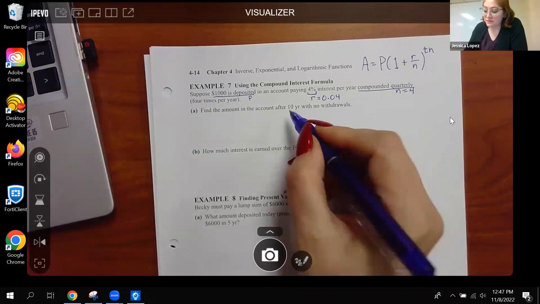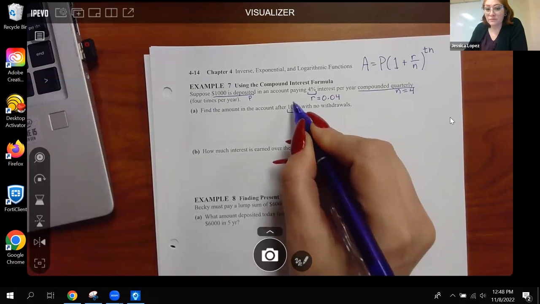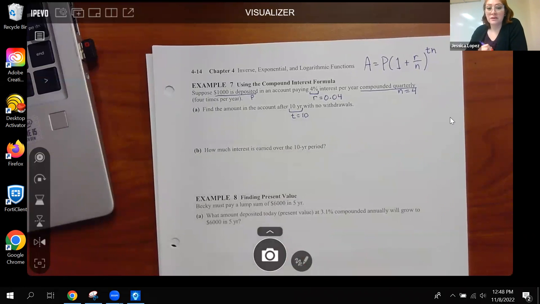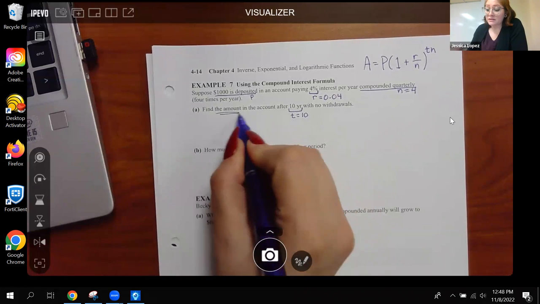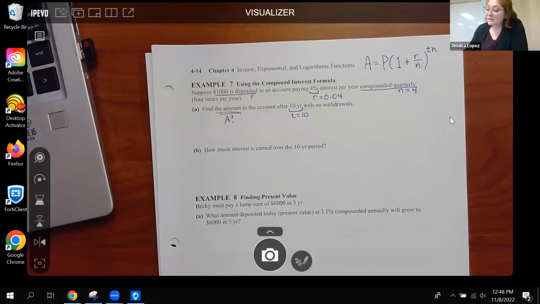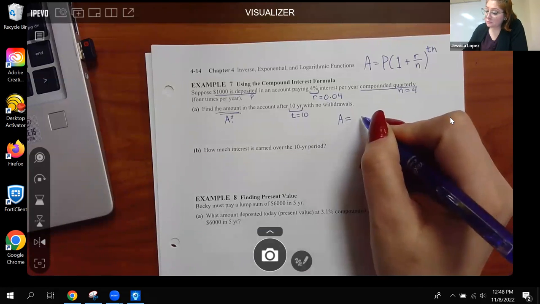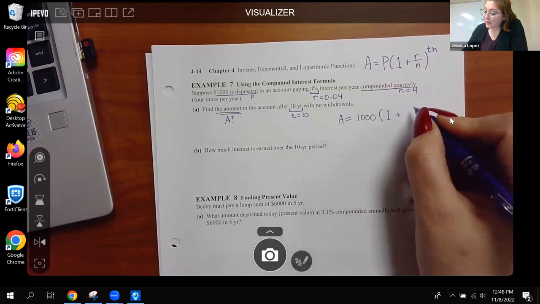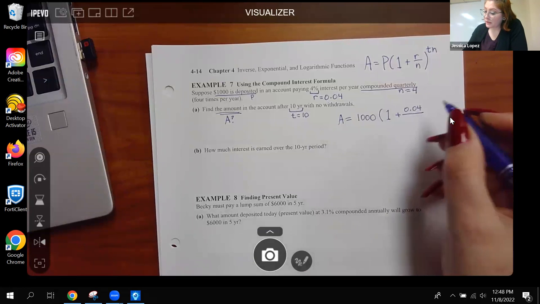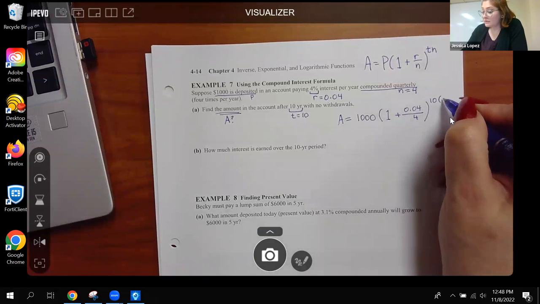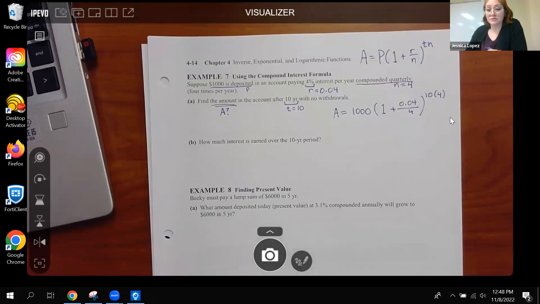But it did tell me 10 years. And I know the only letter that's time is T, and T is in years, so T is going to be 10. So I have all the numbers I need to plug in to find the amount in the account, because the amount in the account is A, and that's what they want me to find. So we're going to write A equals, and instead of P, we write the 1,000. Here's the number one. For rate, we're going to use the decimal version. For N, we're using 4. For time, we're using 10. And it makes me use N again, so I'm going to use 4 again. So twice we had to use that.